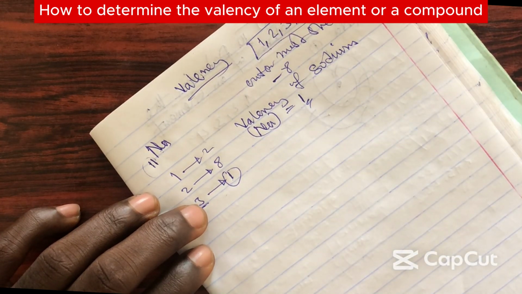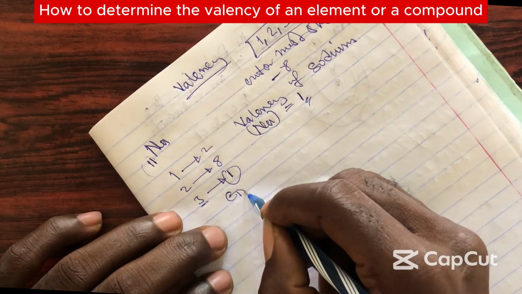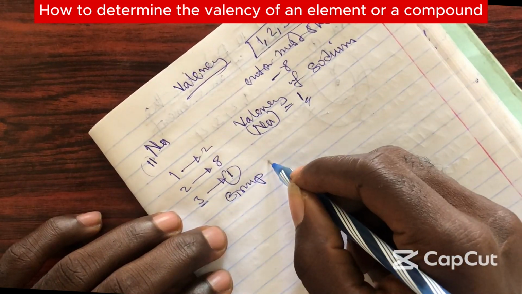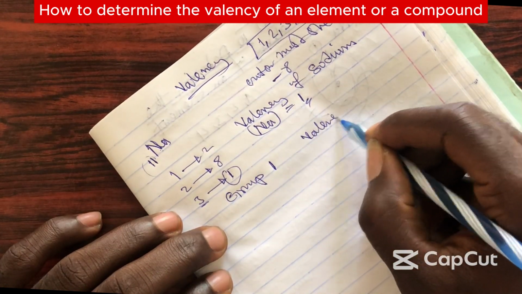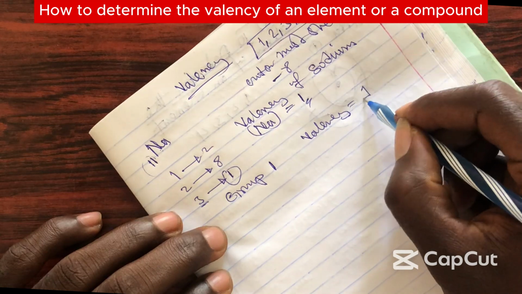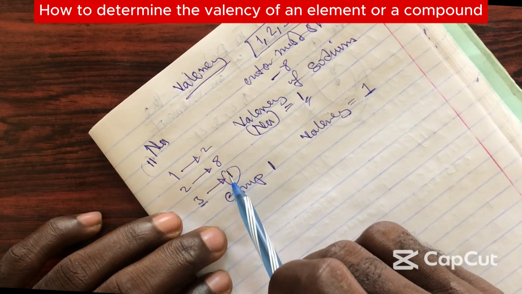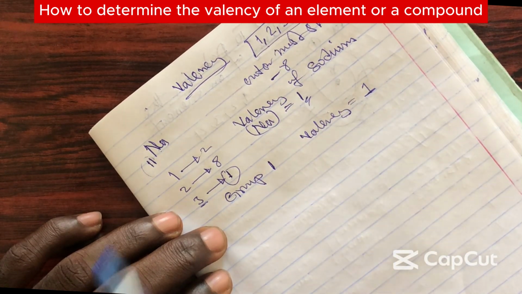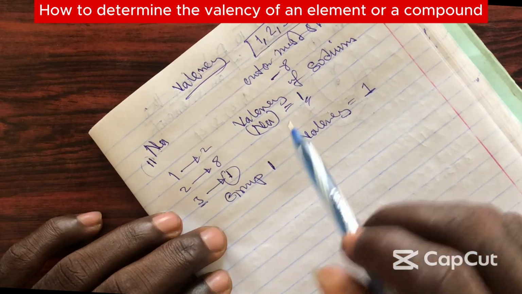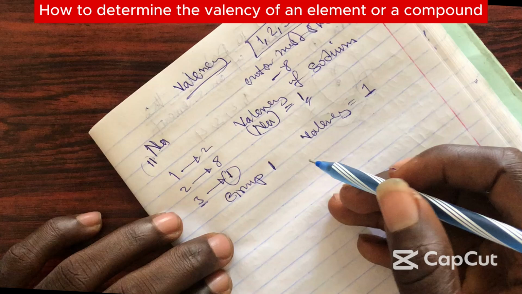So it also means that all the elements in group 1 have a valency of 1, because all the elements in group 1 have 1 electron in their atom's outer shell. So in that case, the valency of that particular element is 1.